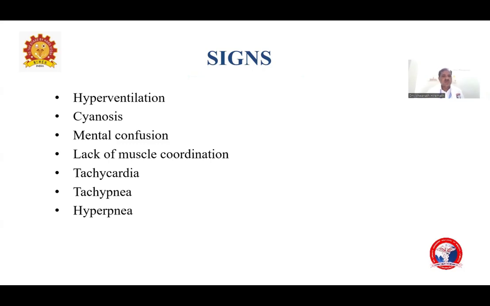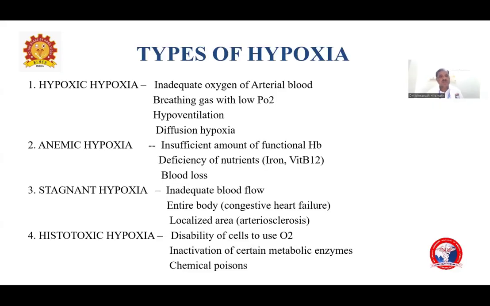Signs of hypoxia include hyperventilation, an increase in the rate and depth of respiration in order to draw more oxygen and supply. Cyanosis because of the deoxygenated blood. Mental confusion, lack of muscle coordination, tachycardia, tachypnea, and hyperpnea.